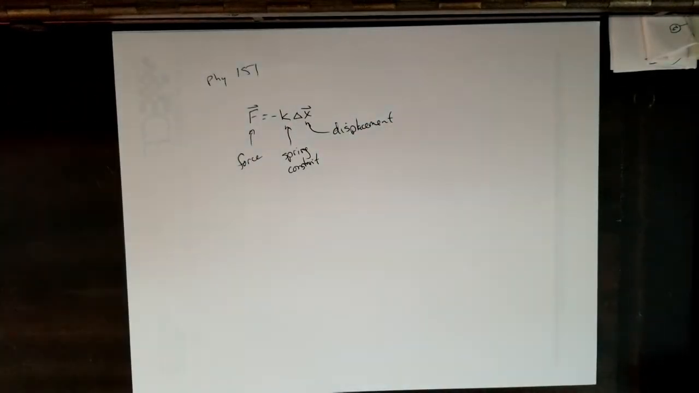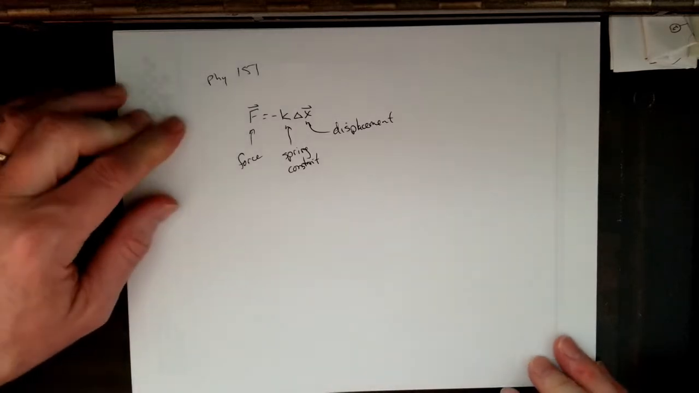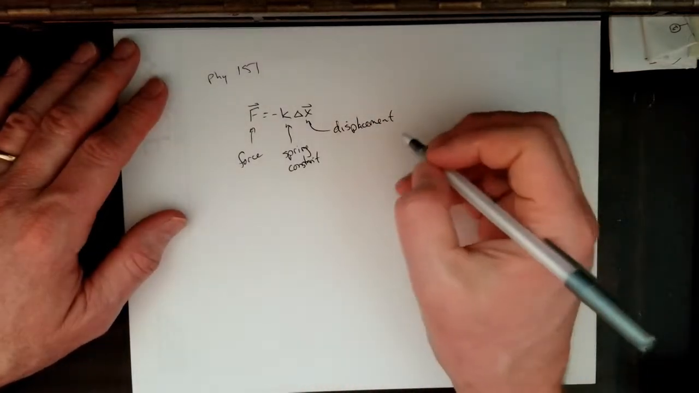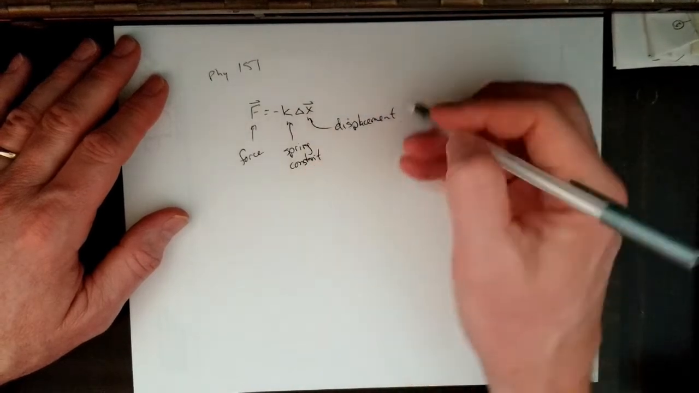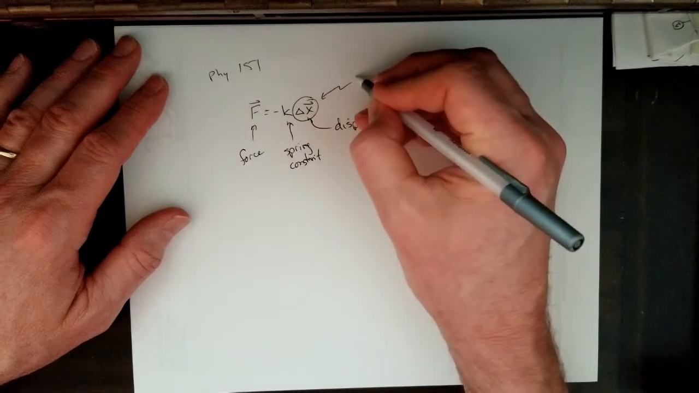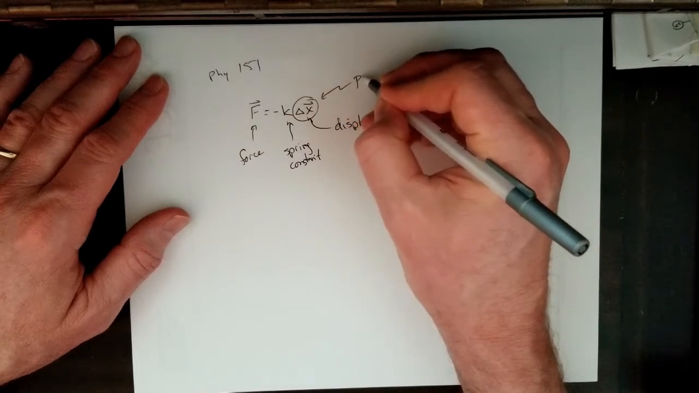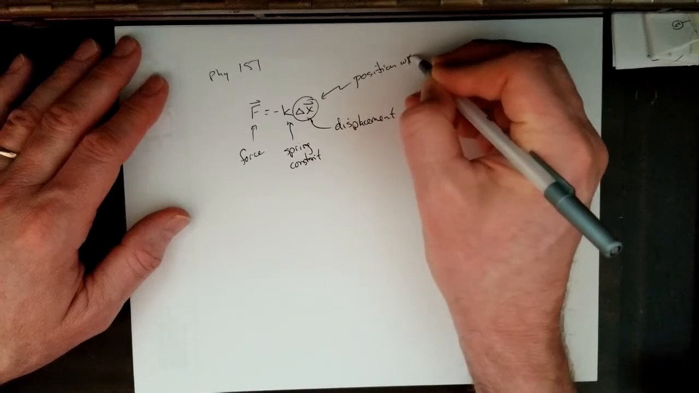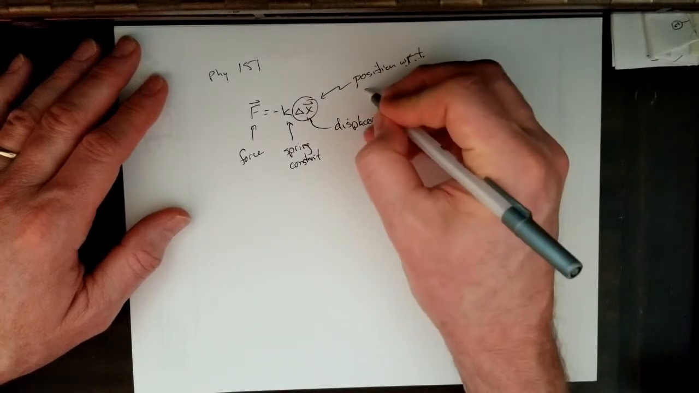Now, normally when you're dealing with displacement, displacement is from the starting point. We have displacement slightly different here. The slight difference is that this is an indication of position with respect to equilibrium.